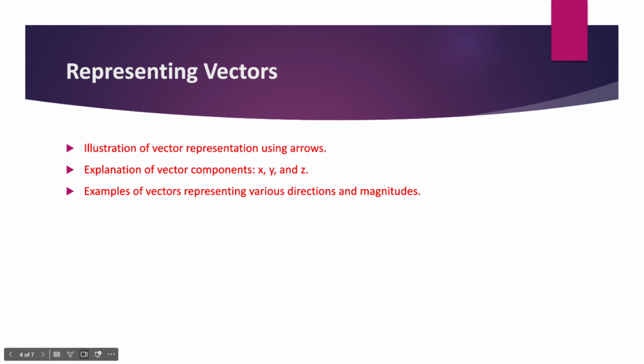Vector representation using arrows is a visual way to depict quantities that have both magnitude and direction. In this representation, the length of the arrow indicates the magnitude of the vector, and the direction of the arrow indicates the direction of the vector. Let's break down the components.